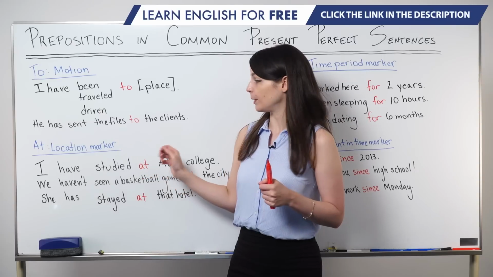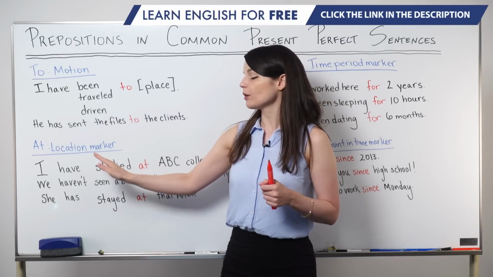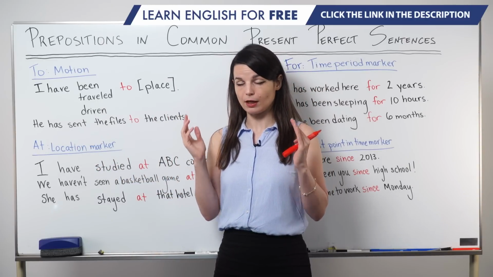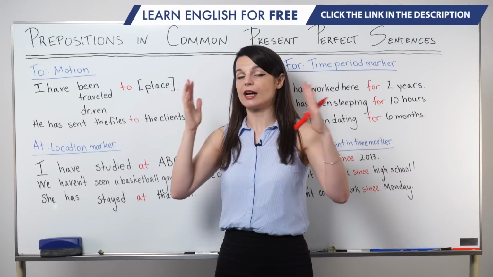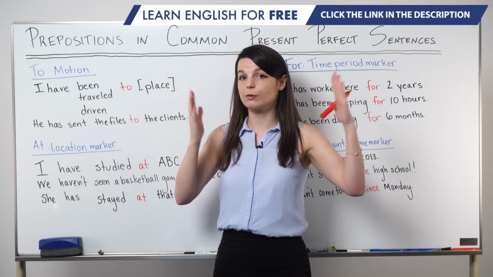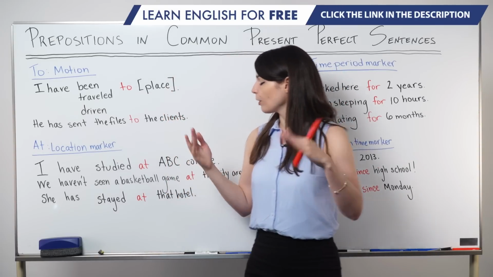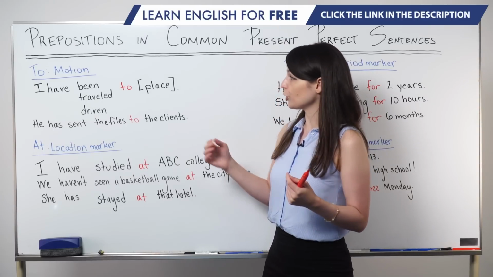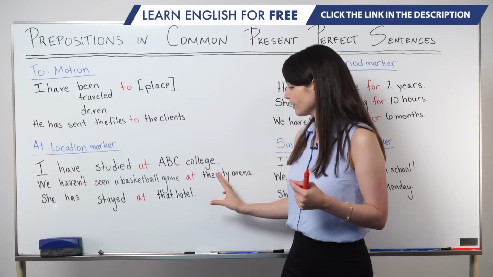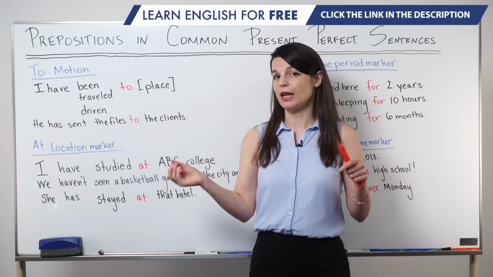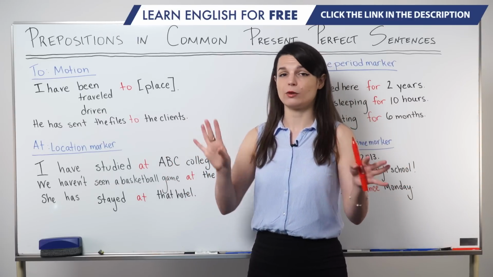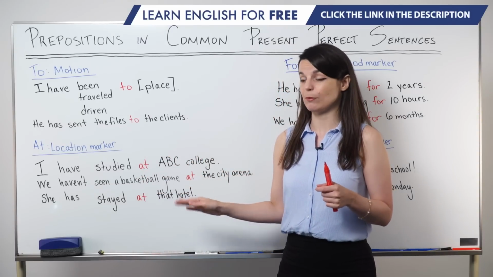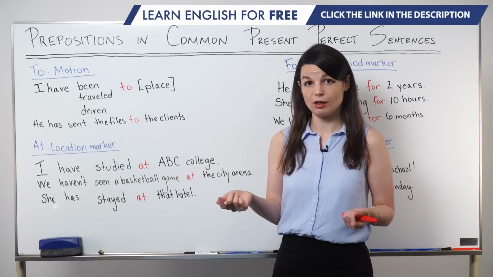The second part I want to talk about is at. We use at to mark the location of something, the place where an action occurs, the place where something happens. There are many different verbs that we can use with at, and similar to to, we follow at with a specific location. So again, we don't say at there. We can't use that pattern. We need to use at plus a specific place name, like a city name, country name, and so on.